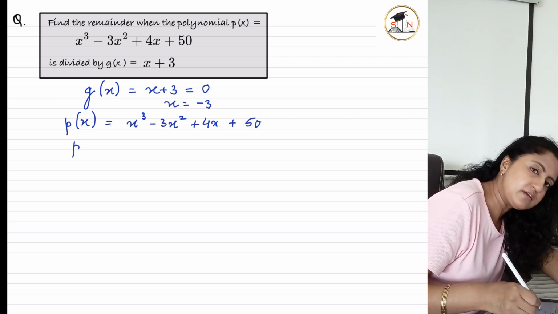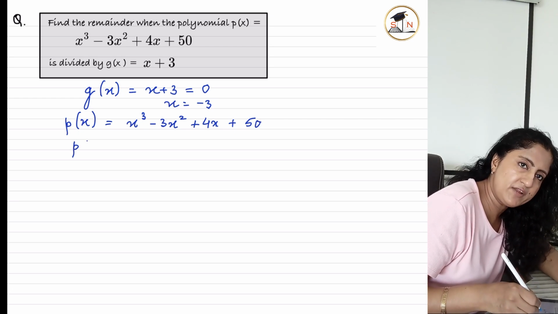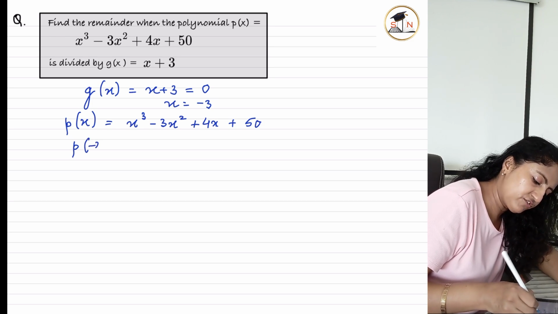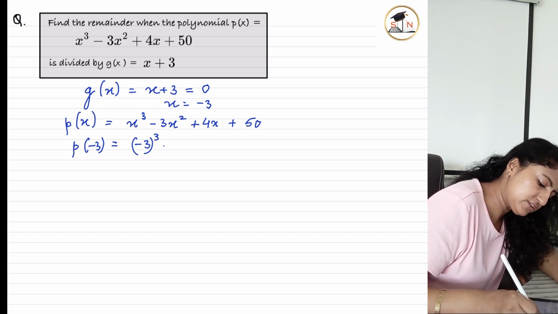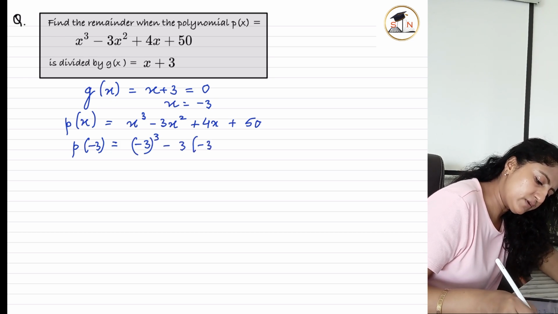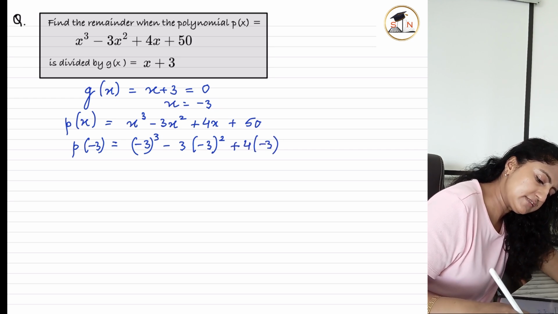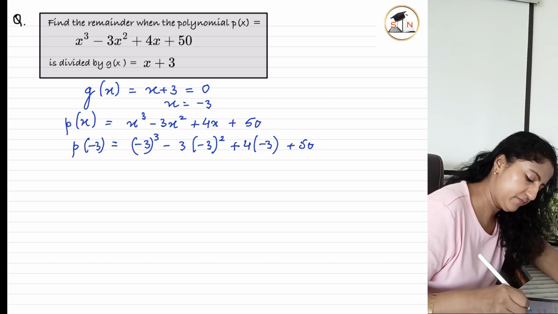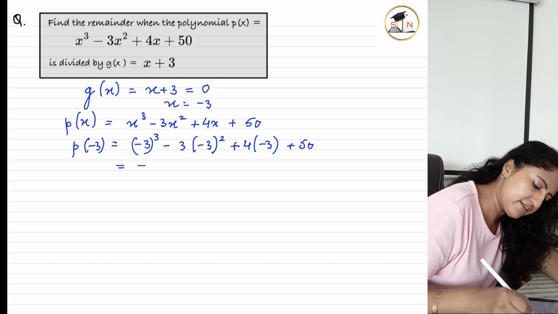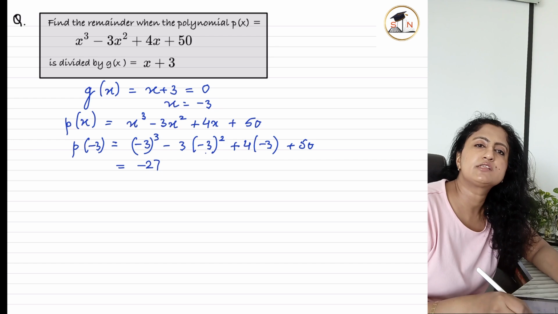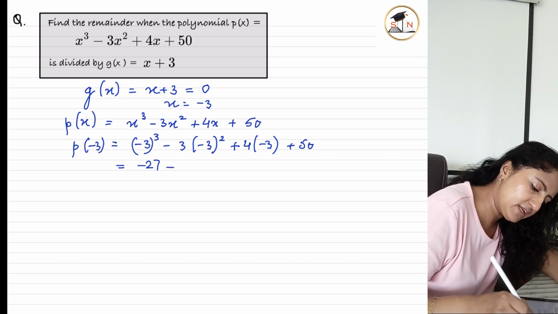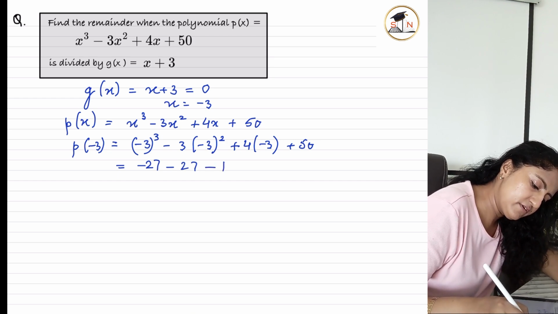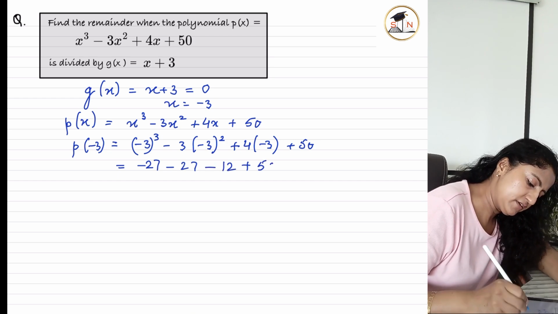Remember, what is the next step? Substituting the zero that we had just established. It was negative 3. So, negative 3 cubed minus 3 times negative 3 squared plus 4 times negative 3 plus 50. Okay. We get negative 27 over here. Now, negative 3 squared is 9. 9 times 3 is negative 27 again, minus 12 plus 50.